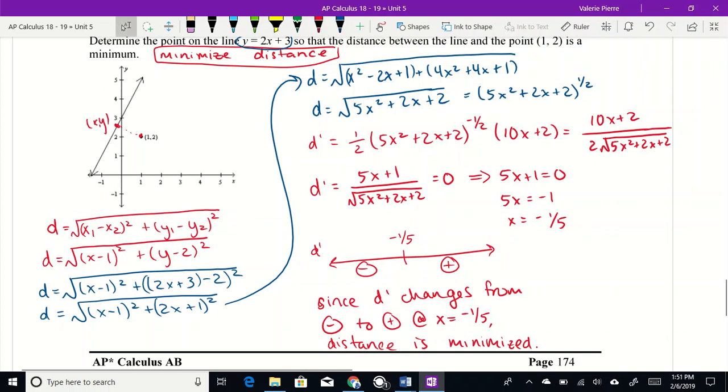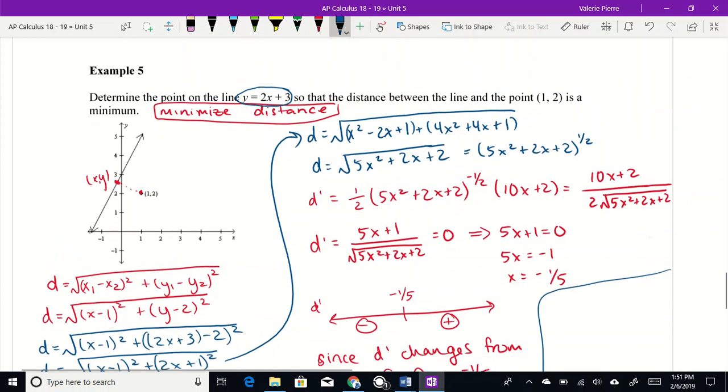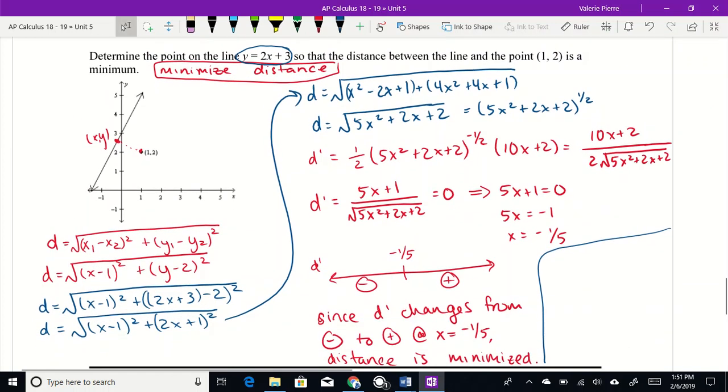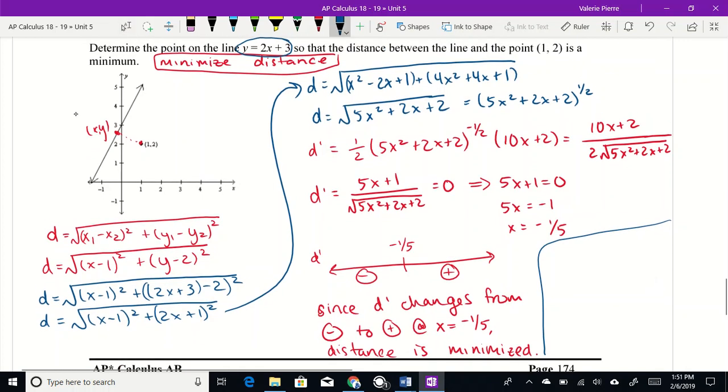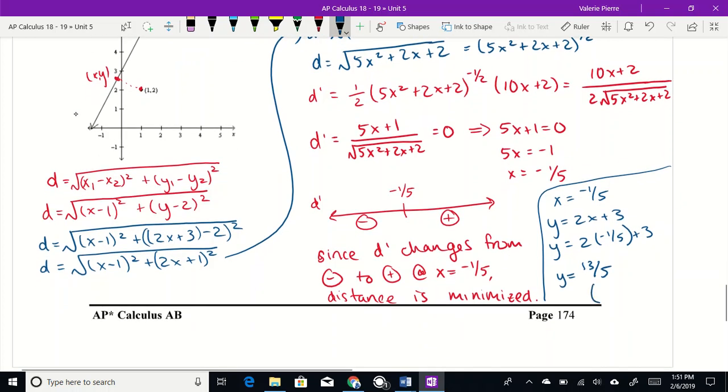So now we have to actually answer the question. We want to determine the point on the line. So we know that x is equal to negative 1/5. We also know that y is equal to 2x plus 3. So if we substitute in for x, we get y is equal to 2 times negative 1/5 plus 3. So y equals 13/5. So our point is (negative 1/5, 13/5).